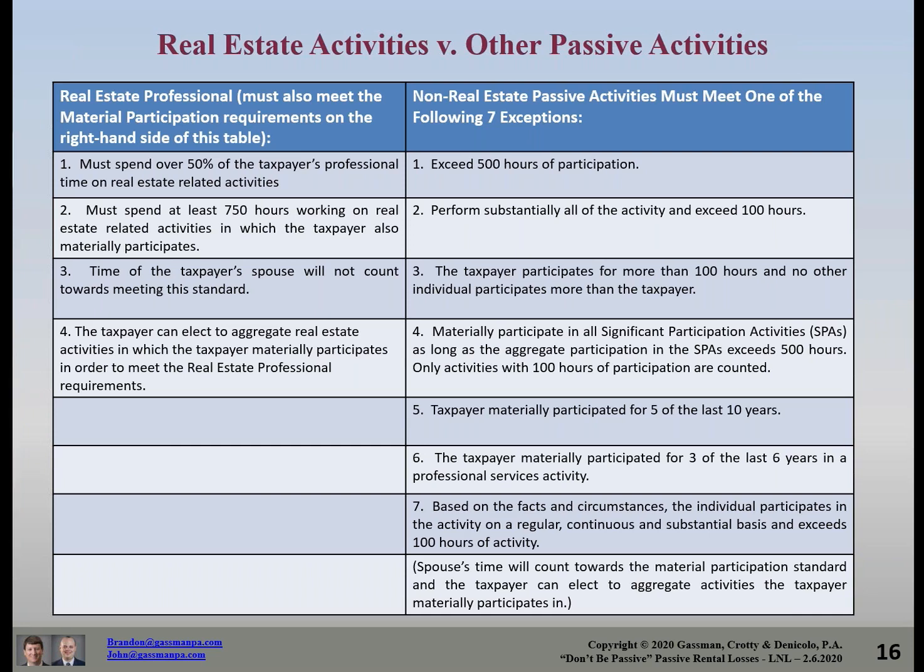On slide 16, we just have a table that shows you the difference between having to qualify as a real estate professional and what you have to do to be active in a non-real estate activity. And you can see that on the left-hand side, this is where it gets really difficult to meet the real estate active business requirement. Again, spouse's time not counting, 750 hours and over 50% of your time. Not many people with a full-time job will be able to qualify as a real estate professional unless that job is in real estate.